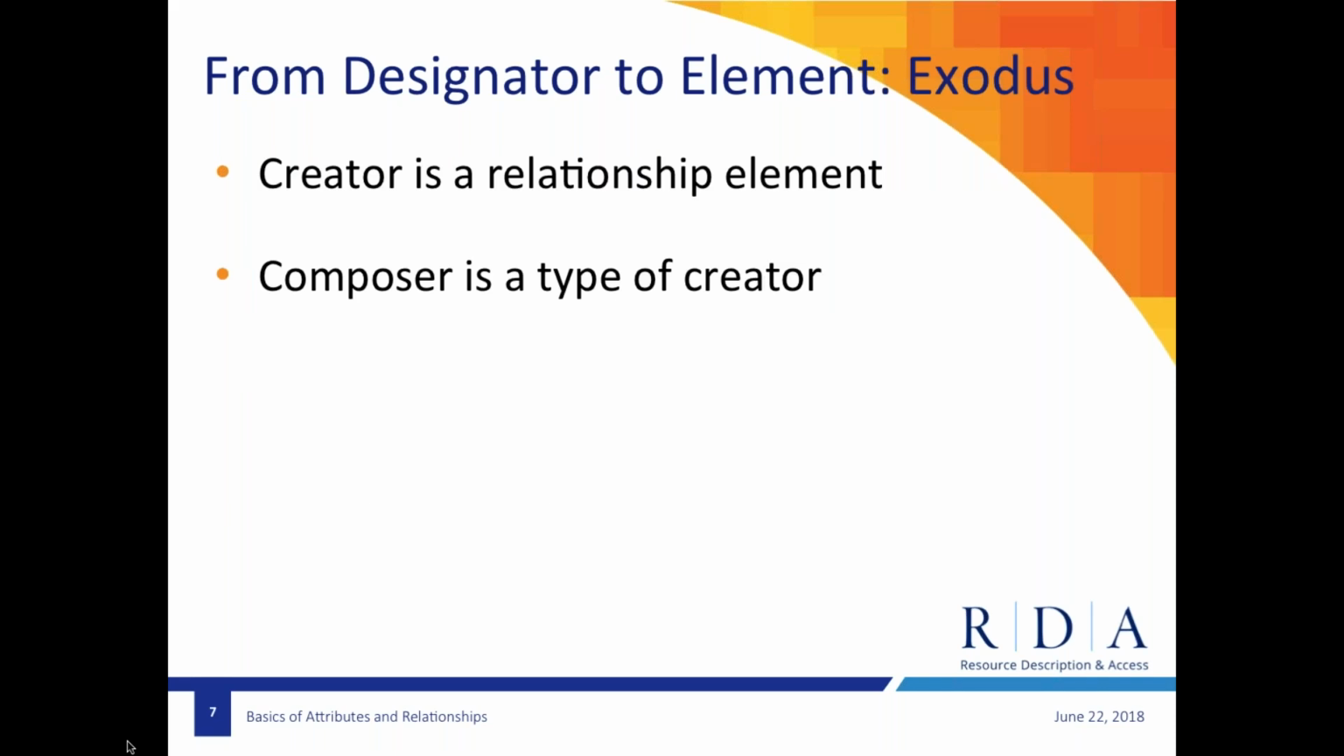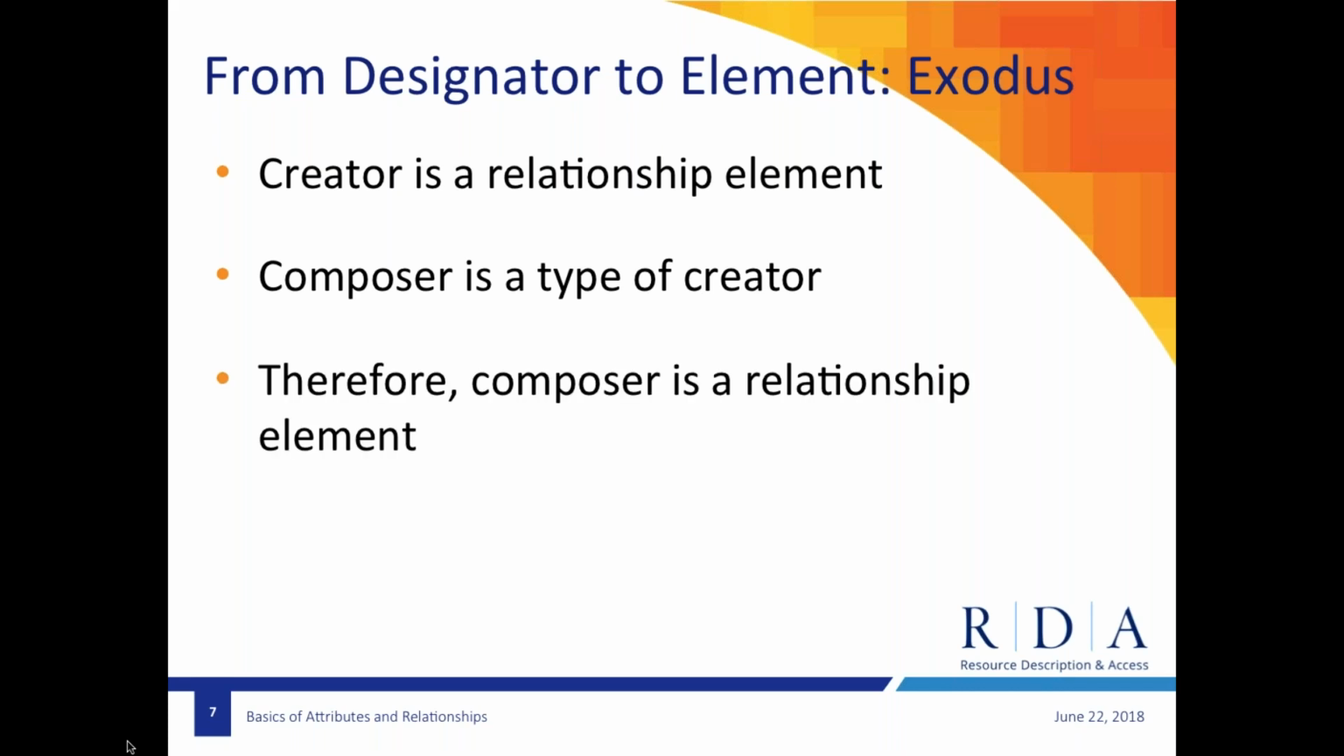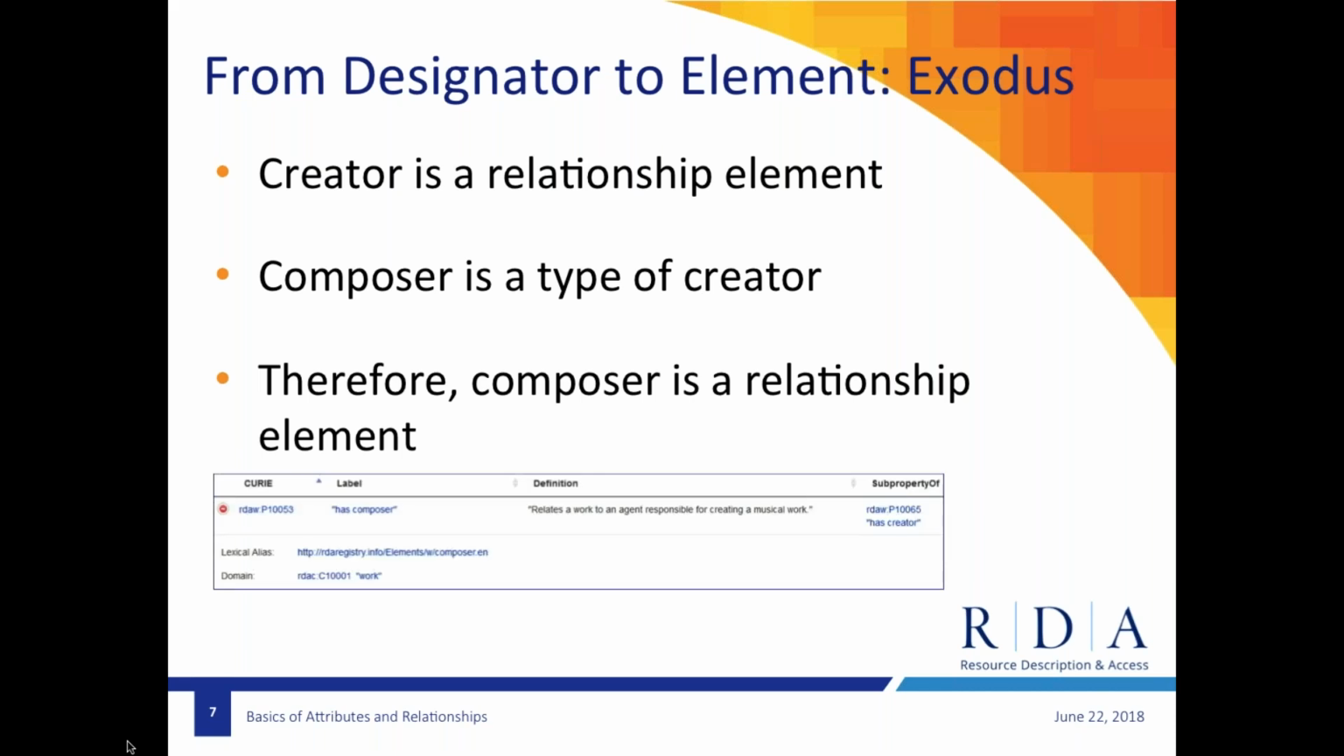So one of the relationships that is in the current toolkit, and it's a relationship element, is creator, chapter 19. So a composer is a type of creator. Correct? We all agree. There's other types, but composer is definitely a type of creator. So, therefore, a composer is a relationship element. It seems so simple, and yet this seems like a radical concept to us now.